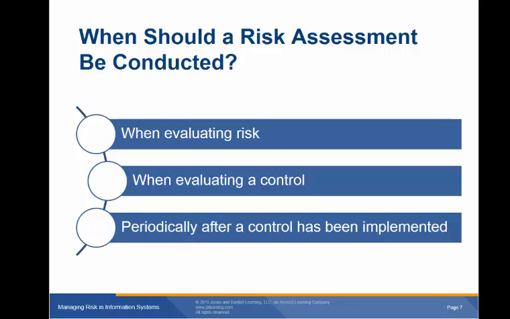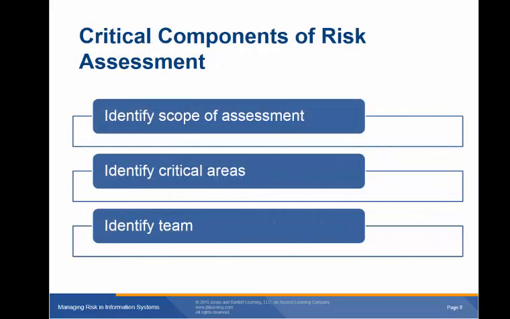And so basically, periodically after a control has been implemented, it's always good to test, no matter which framework you use, whether it's COBIT, Octave, FAIR, risk management framework, whatever. It's always good to test those critical controls. So the critical components of risk assessment. You want to identify the scope of assessment. You want to identify critical areas. And then you want to identify the team. That third one's a doozy.